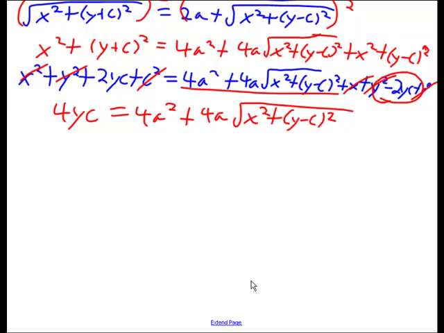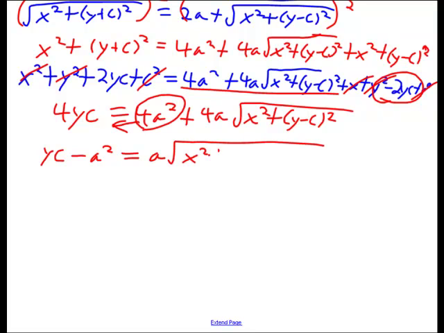Well, first let's bring this 4a squared over, and let's go ahead and divide 4 out from both sides of the equation. So that will leave us with yc minus a squared equal to a times the square root of x squared plus y minus c squared. And that's simply combining two steps. I divided by 4 and then brought the 4a squared over. So now let's square both sides of the equation.